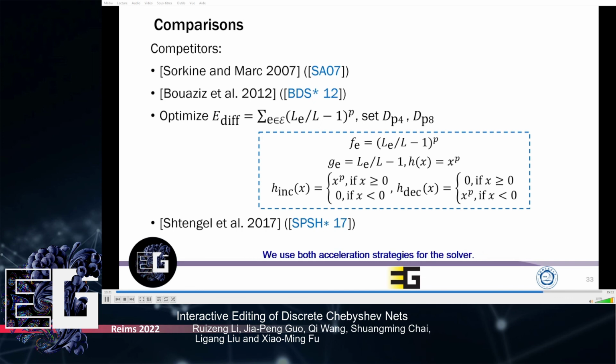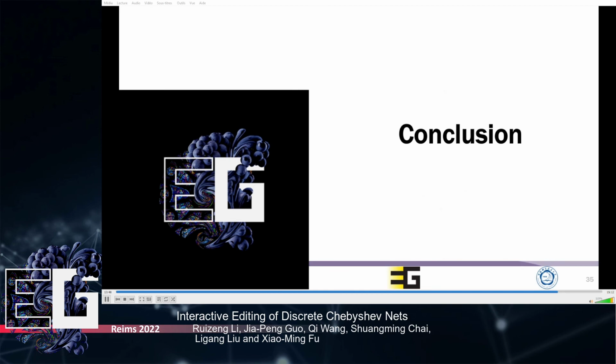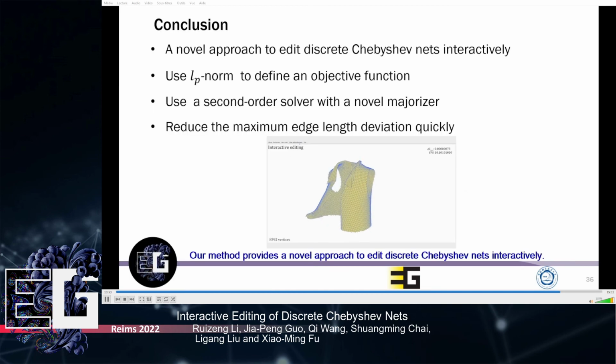The fourth competitor is the solver of Stangl et al. We use both acceleration strategies for the solver. From the comparisons, they cannot minimize the maximum edge length deviation to be small enough. Our method succeeds in achieving a much smaller DL sub maximum using less time. Here we optimize E sub different with different P's, and we found that increasing P cannot contribute to improving the convergence rate. Now I will conclude our work.